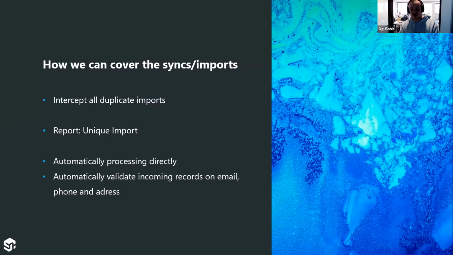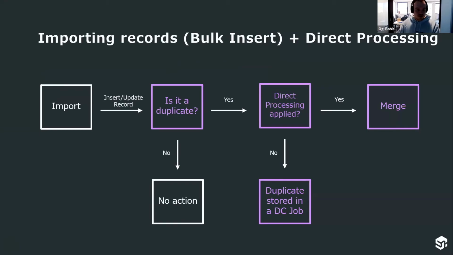And then in the end, we can generate a report, which is called a unique import or DC job report. Or we could choose to do an auto merge or a direct process. That's how we call it. So to paint the picture a little bit, data gets imported in Salesforce. We check if it's a new record or an updated record, and then we ask, is it a duplicate? No, then we don't execute an action. If it's a duplicate, then you have another step.